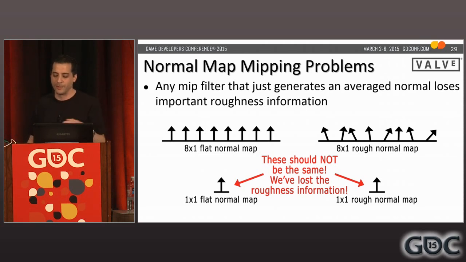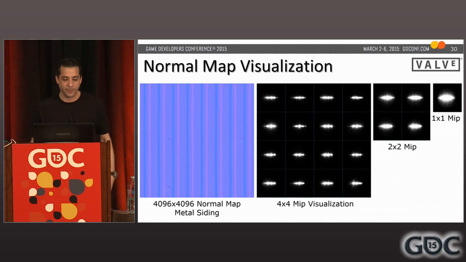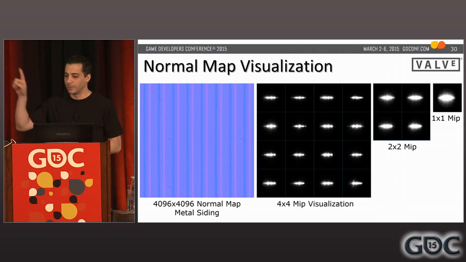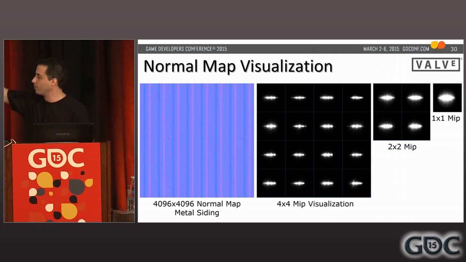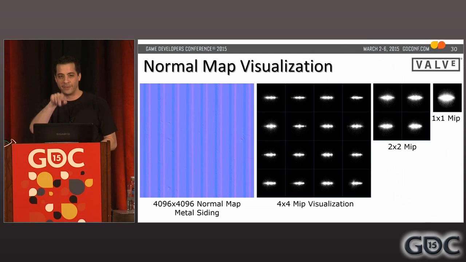So here's a normal map visualization of a simple normal map. Here's metal siding, so you can see vertical ridges. If you look all the way on the right, at the 1x1 MIP, what I'm rendering here is a single point for every vector. I flatten my tangent normals into a -1 to 1 space, and I render a dot for each normal to see where the distribution of normals is. I think this is a good way to visualize it.